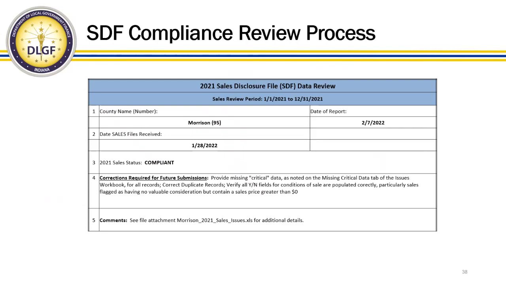And then it's going to have a couple of line items that will provide you additional feedback on here are things to look at in your sales disclosure data. And for further information, please refer to the accompanying sales issues workbook that will be part of the email. So that's the very upper quarter portion of the compliance report.